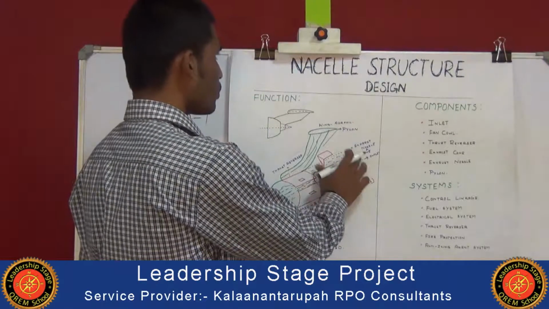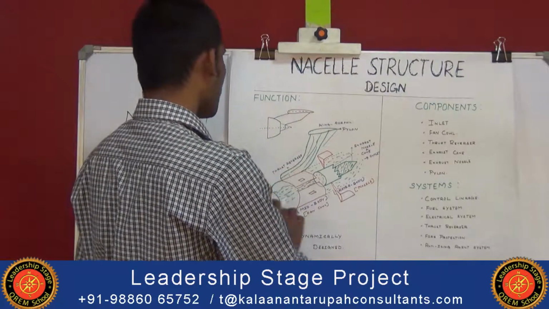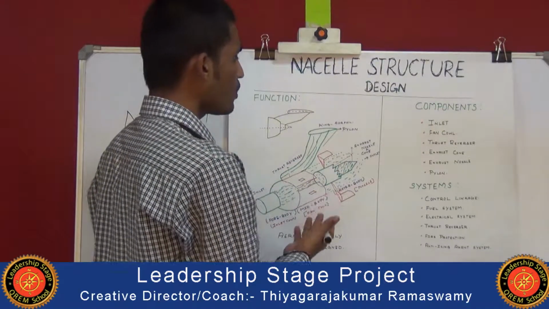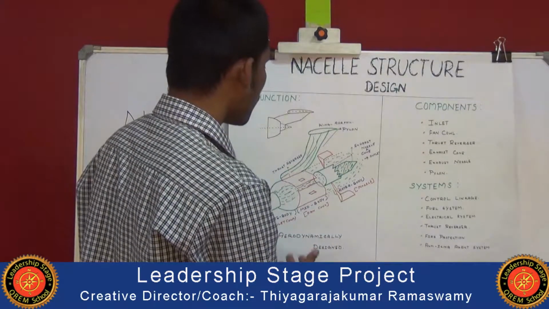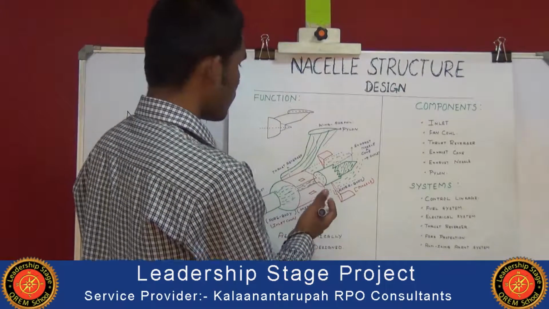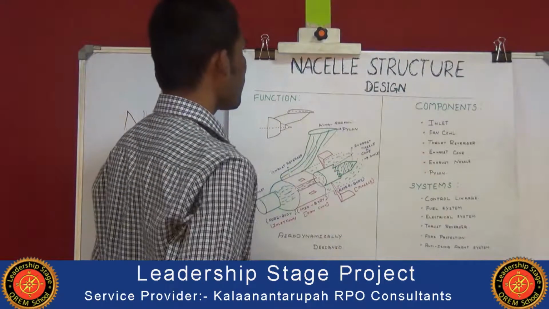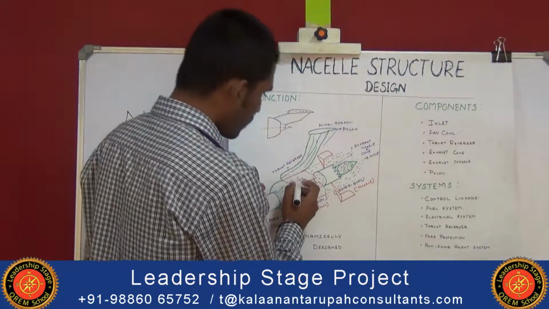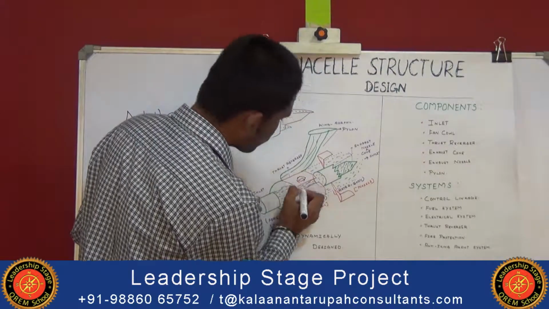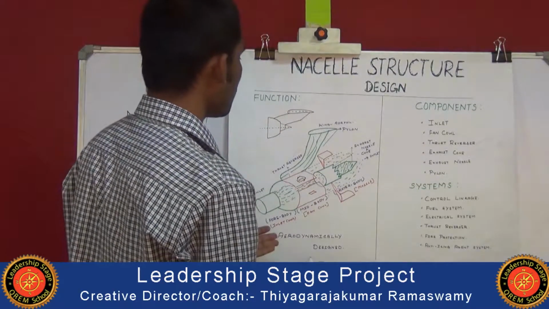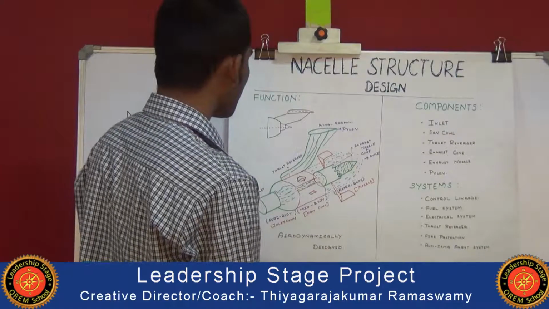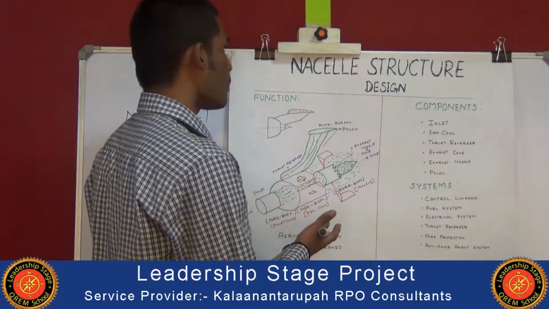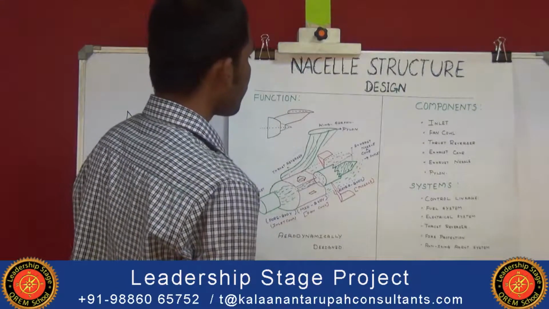And this diagram shows the nacelle of the aircraft, and it has the inlet, thrust reverser, exhaust nozzle, exhaust cone, as well as the inlet cowl and the fan cowl. These are the components involved in the nacelle structure. And this diagram shows the inlet for the cooling purpose of the nacelle. Generally it is fixed at the center of the thrust reverser, and it has to be designed aerodynamically, following NACA 1 design rules.